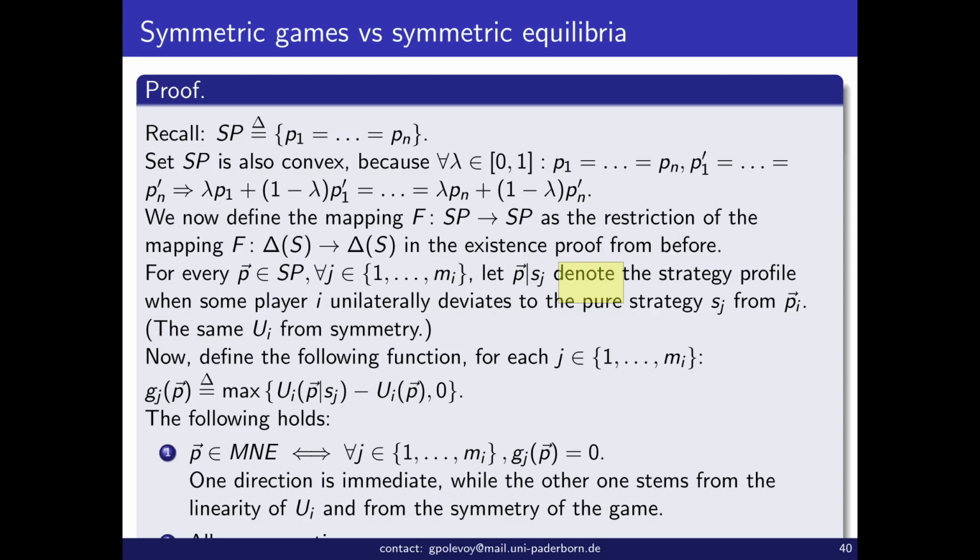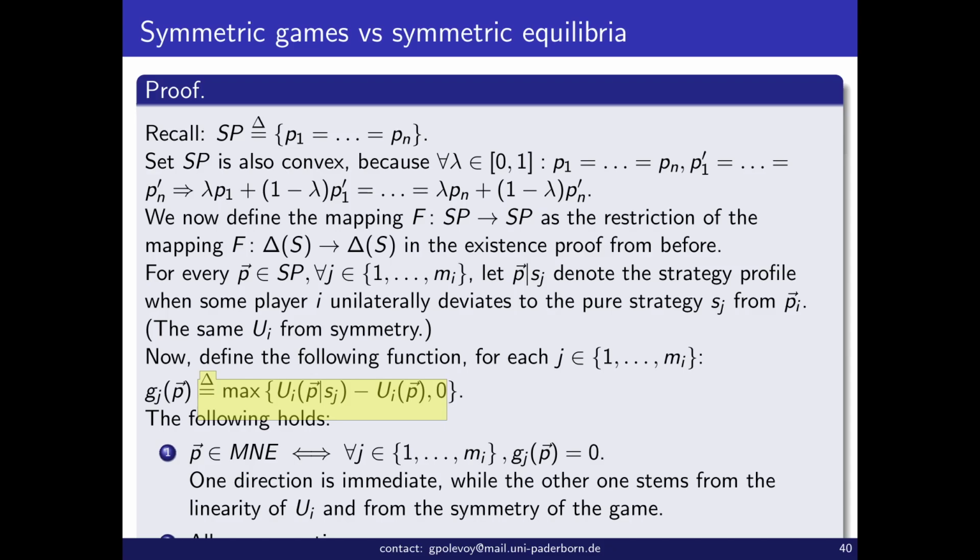And now define the following function for each j: the difference in the utility of that player, again, it does not matter which player we take, and 0. So we just look at the difference if it's positive and otherwise it's 0. So it's well defined. It does not matter which player we look at. We look only at one player, but it does not matter which. From the symmetry, this expression, the maximum of u_i(p to s_j) minus u_i(p) and 0, will be the same.